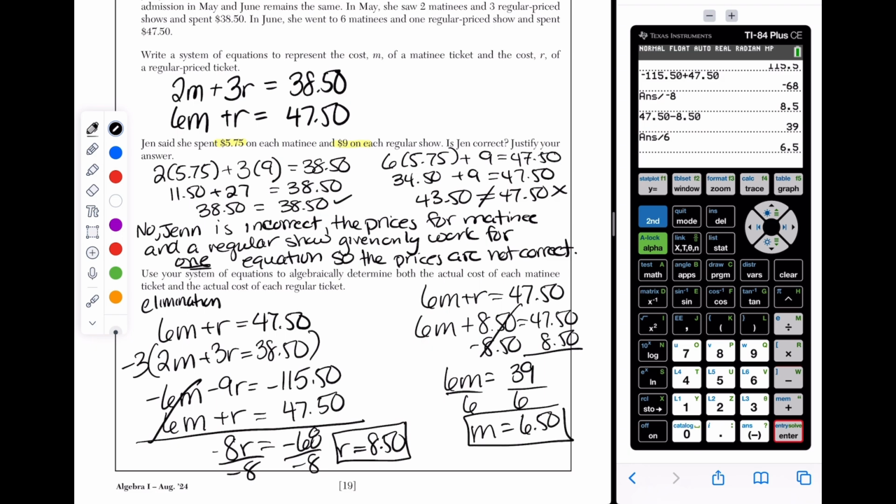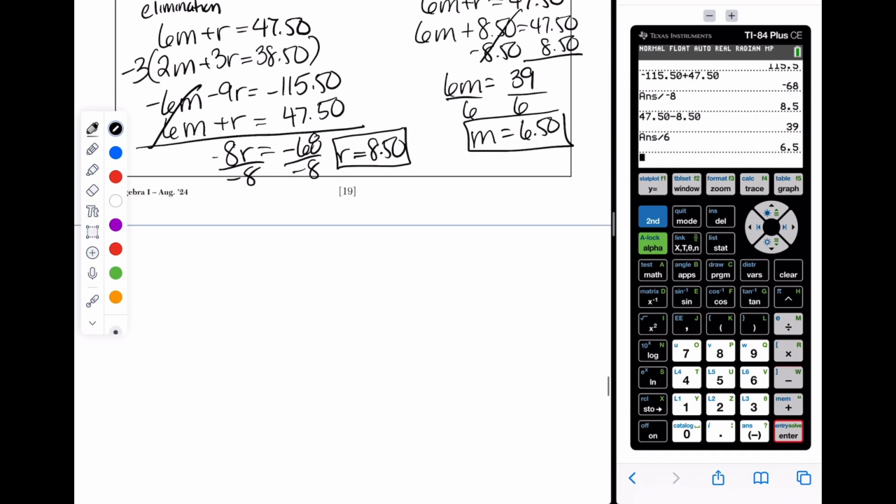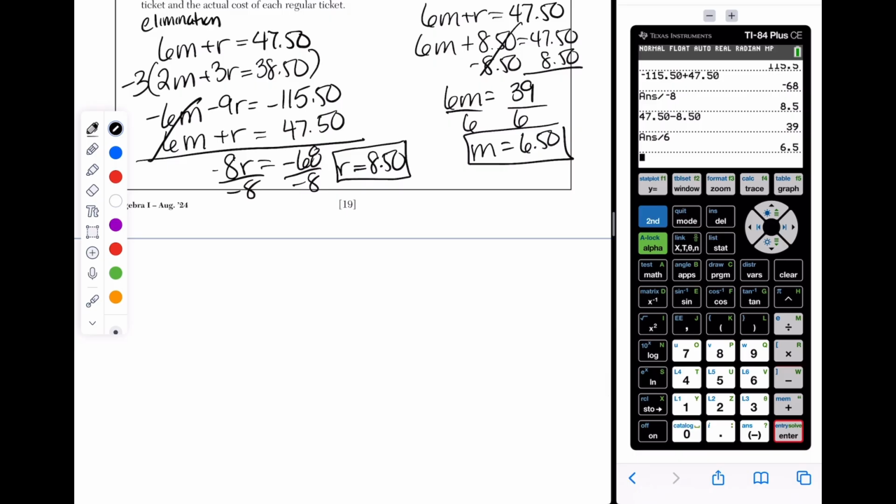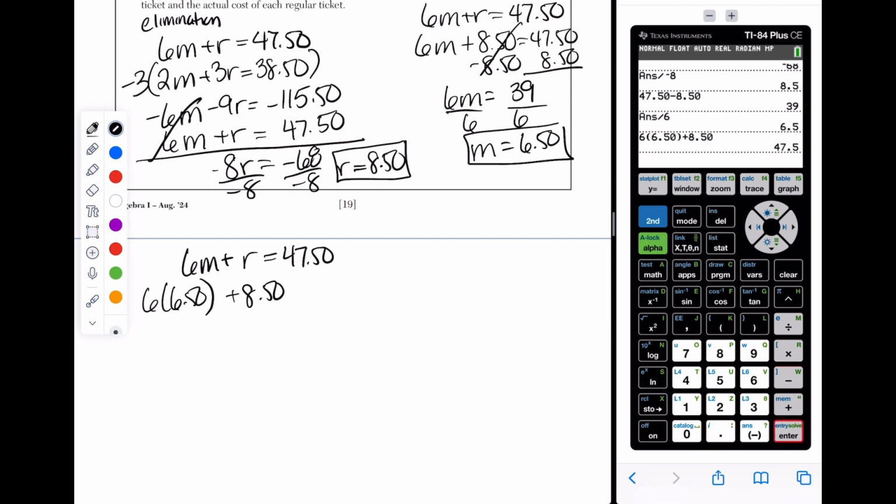And that's it. Now I would go and check this with my work. So I'm just going to give myself a little bit more space here, and maybe I want to do a check for both of them. So I'm going to do here 6m plus r equals 47.50. R we know is 8.50. 6 times 6.50. And with my calculator, I can just put that in. And I do get 47.50.